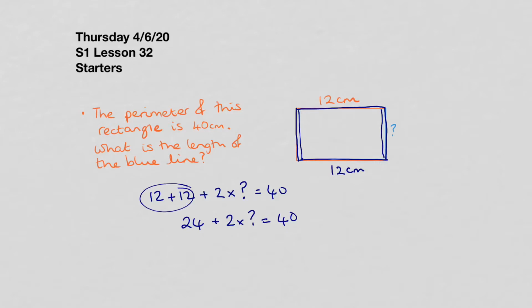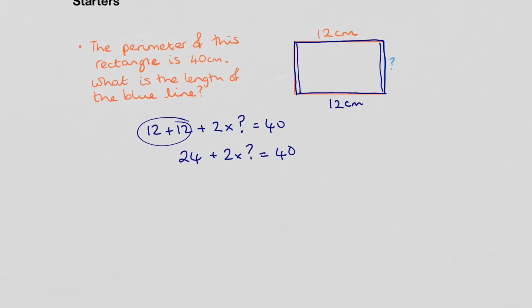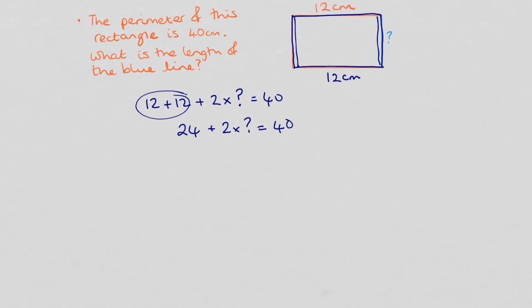Then let's have a think about this. So 24 add 2 times something equals 40. Well, 24 add what is 40? That must be 16. So 2 times this, so this add this together, makes 16. So that must mean that each of those are 8 centimetres.